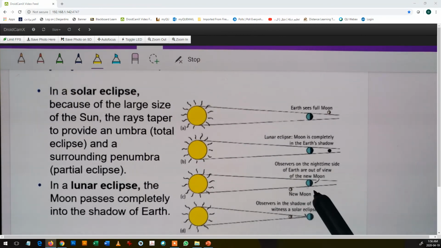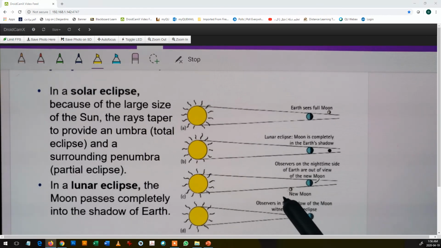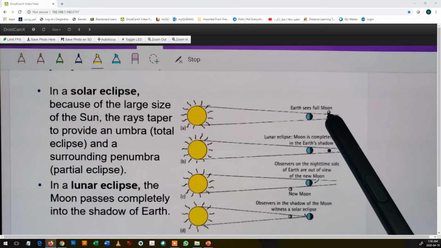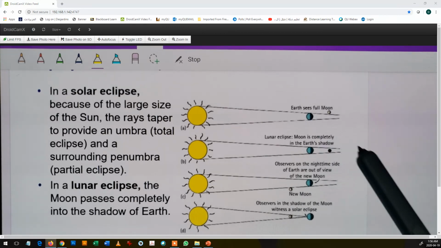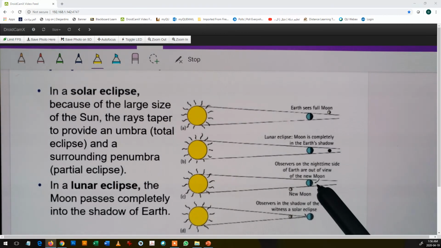In this situation, the people here who observe on the nighttime side of Earth are out of view of the new moon. These people here cannot see the moon. Here they can see the moon, the people here see a full moon, but in this case they cannot see the moon.